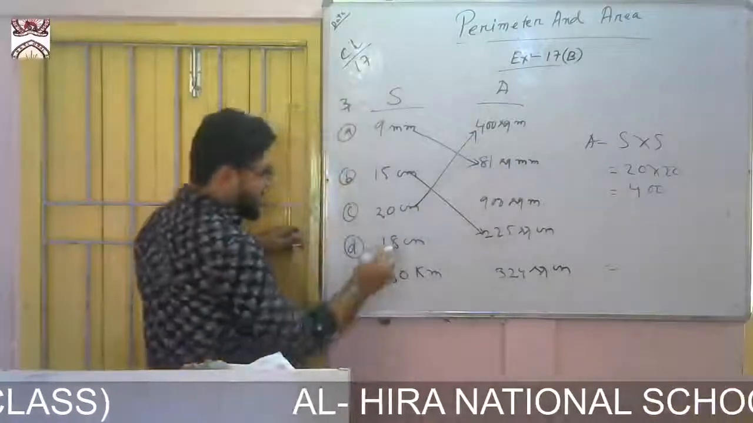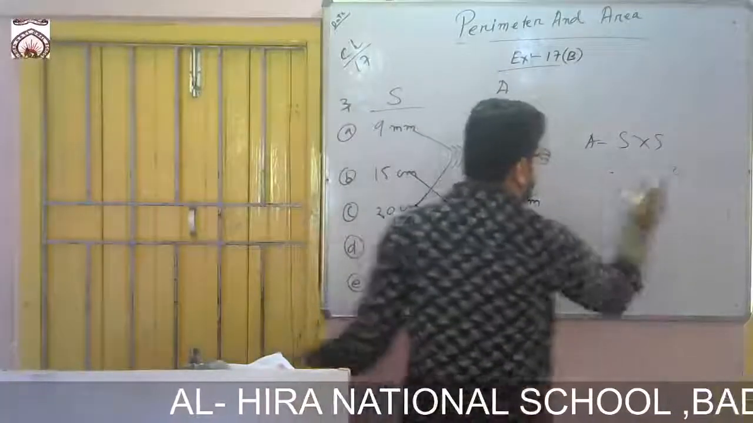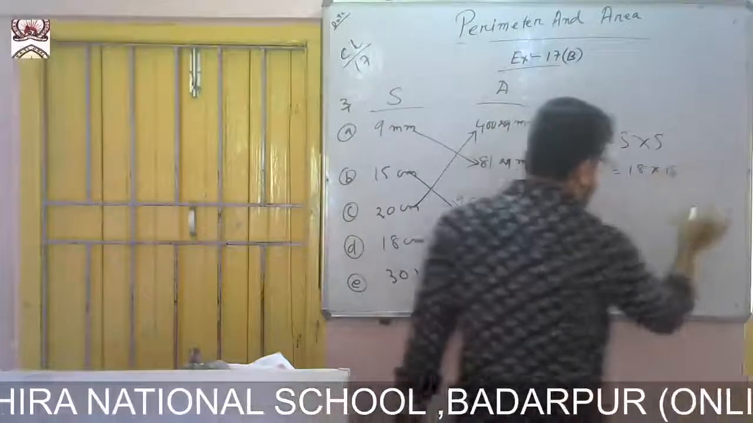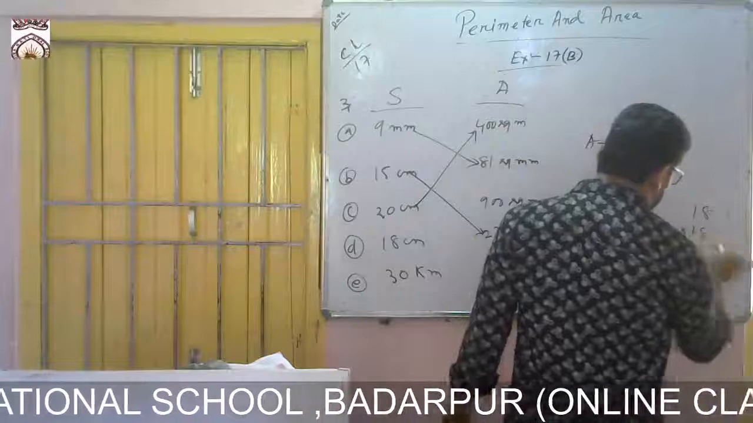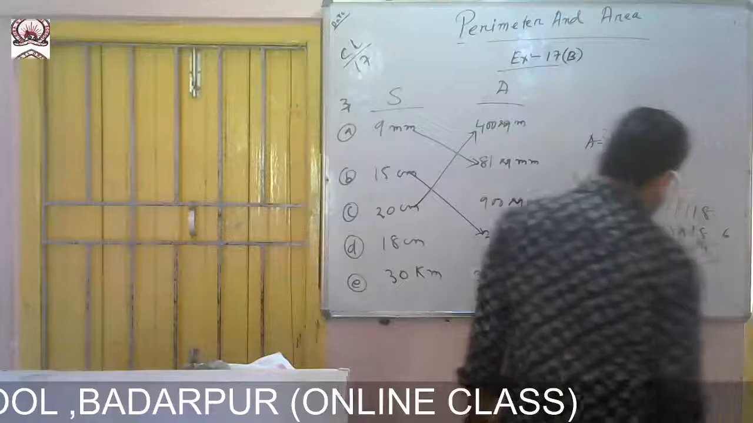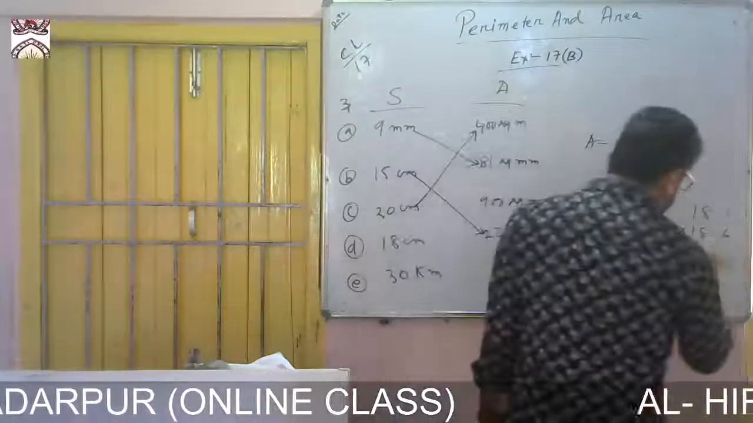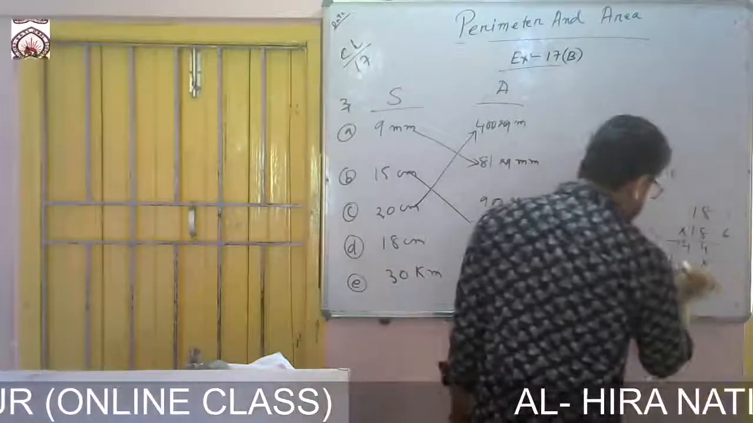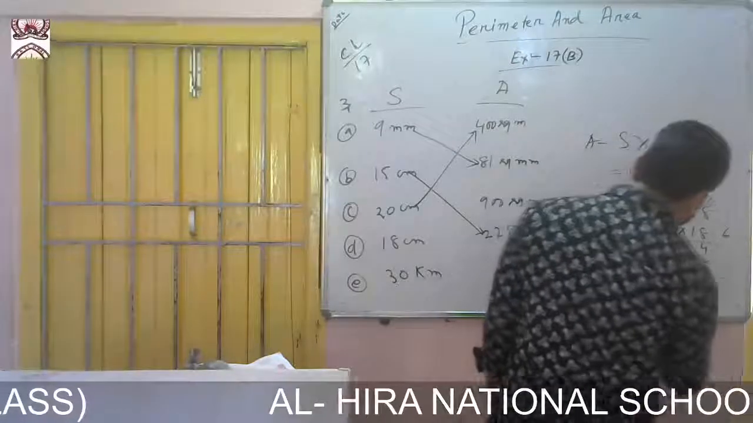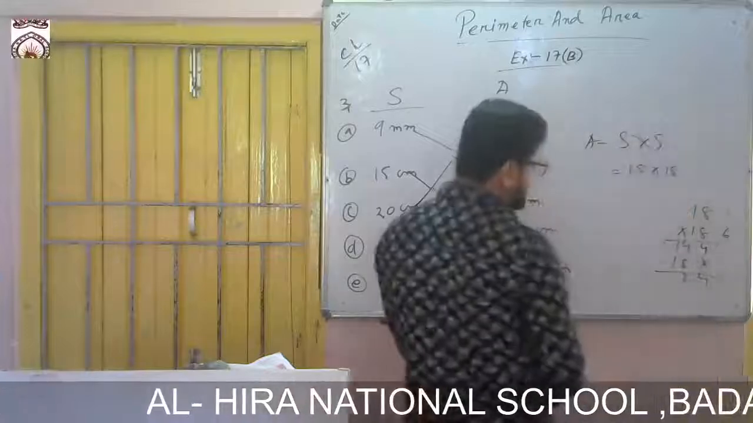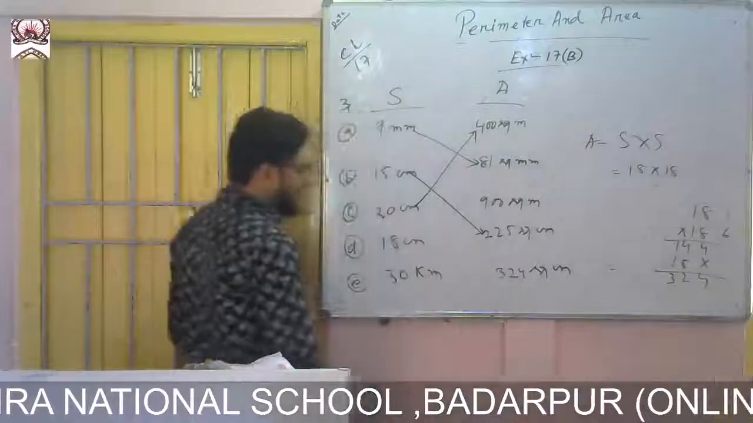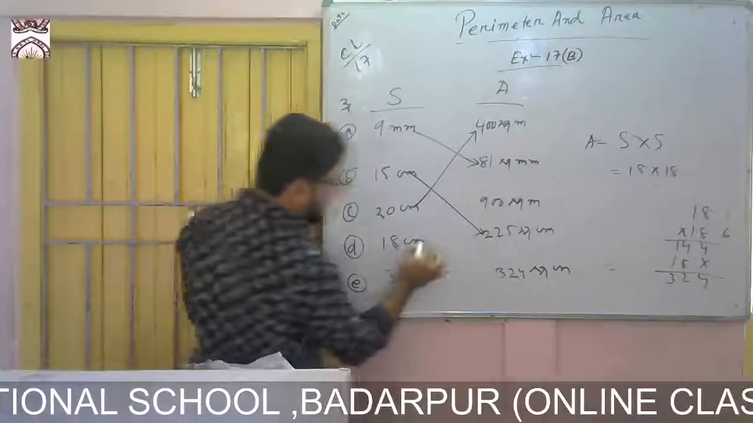Now 18 into 18. So multiply here, 18 into 18. 8 8s are 64, and 6. 8 1s are 8, 14. 144. Into again 18, so 4. So it is 324. So this one is matching with 324.